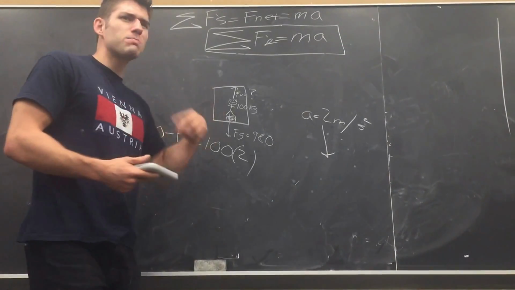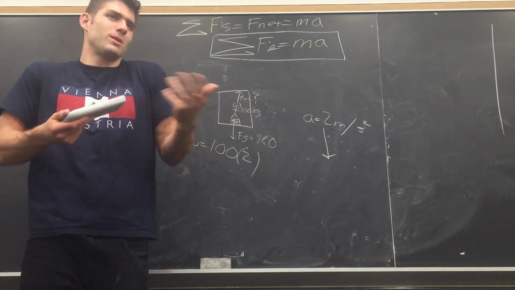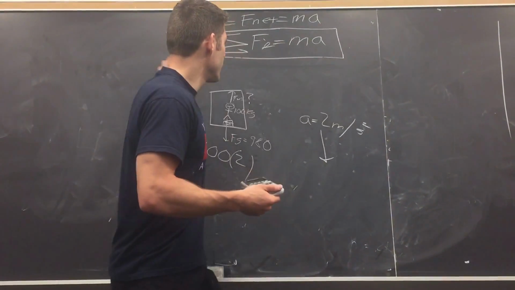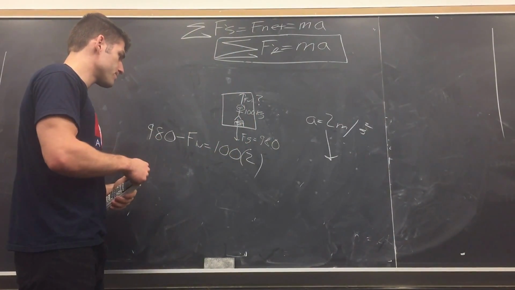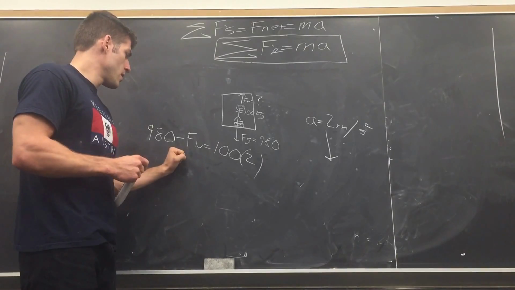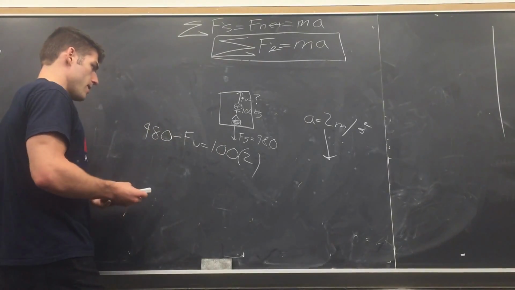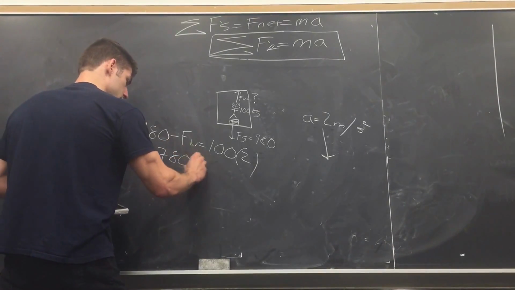Again, all these problems might look kind of different. The more I knew this, it almost makes me less valuable because I forget what it's like. But all of this is the exact same. It's just the sum of the forces equals ma, like every single problem basically. Okay, so 980 minus force normal equals 200. That's 780 is equal to the force normal.